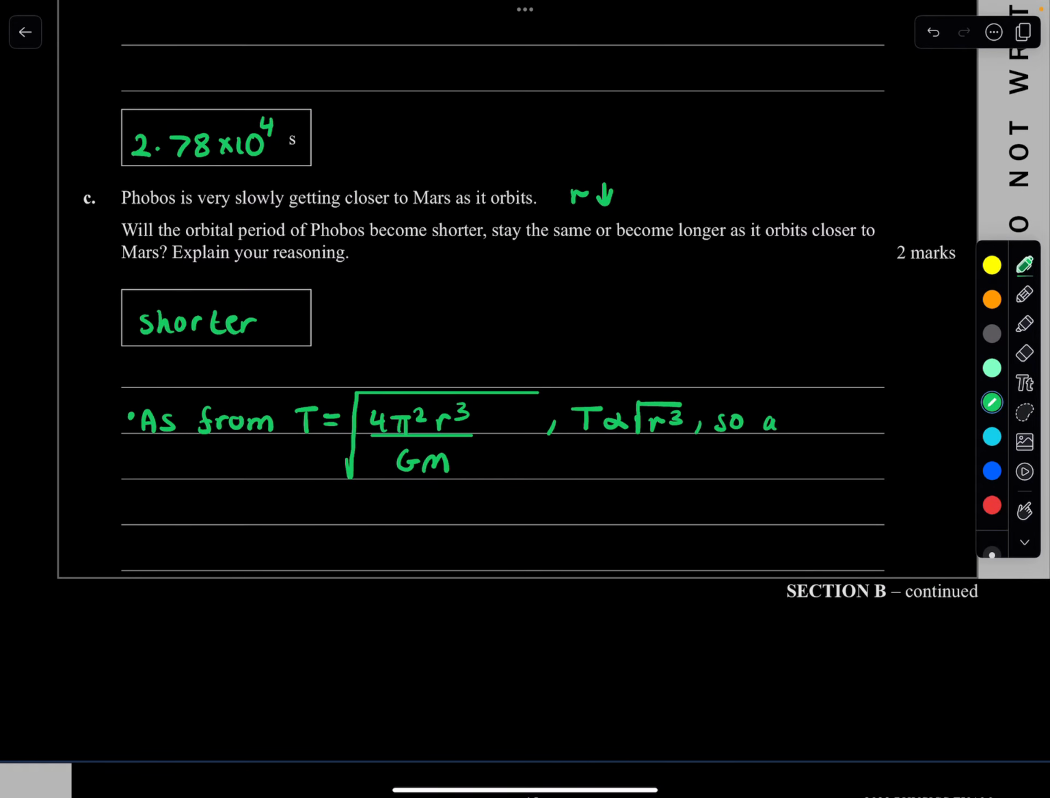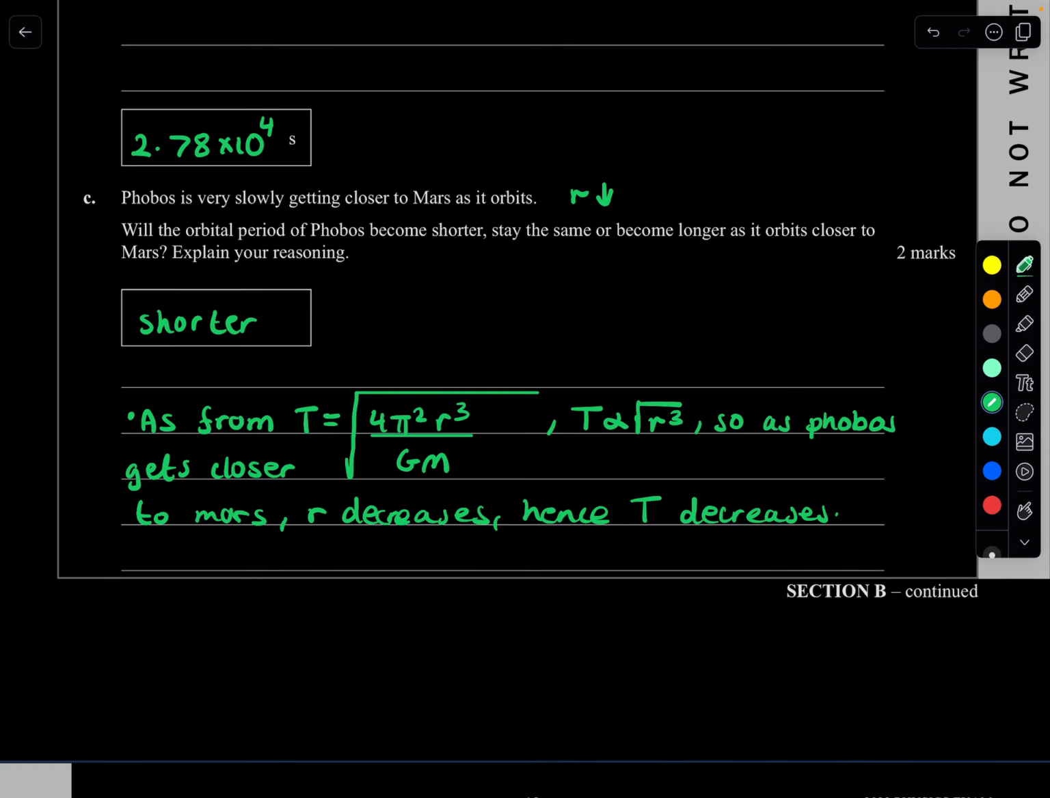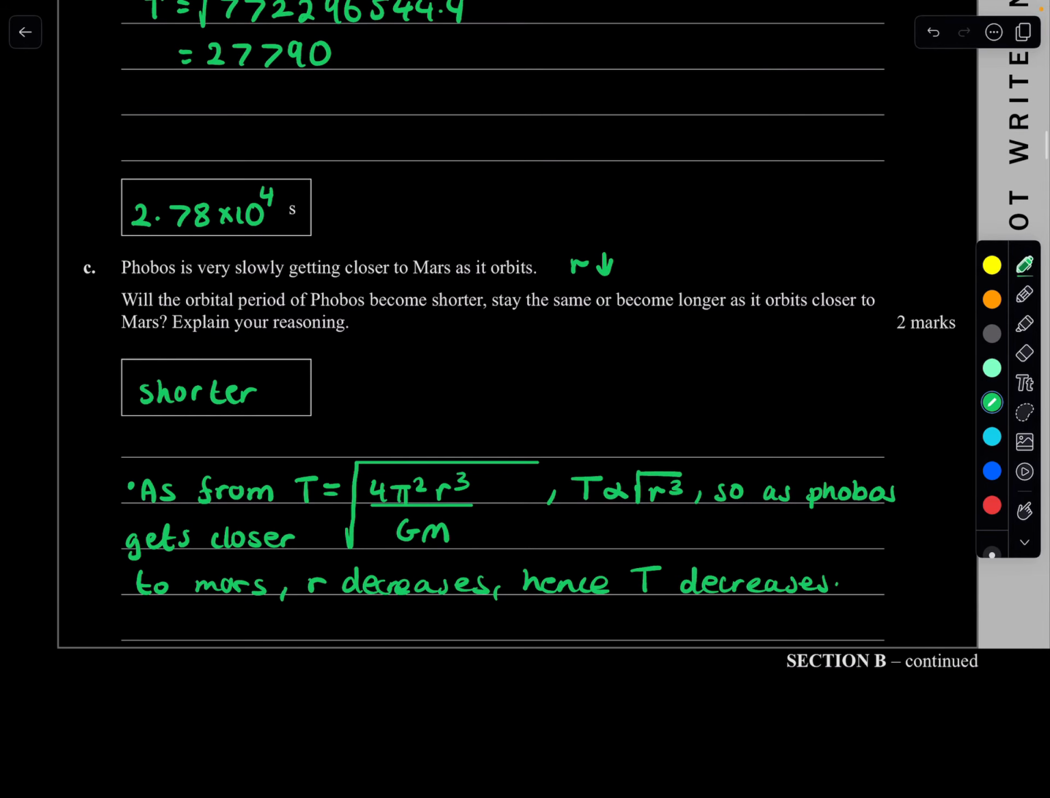So as Phobos gets closer to Mars, R decreases. Hence, T decreases. Basically, that's it. As for that, we've shown that as Phobos gets closer to Mars, R decreases and hence T decreases. Basically, that's all you need, 2 marks.